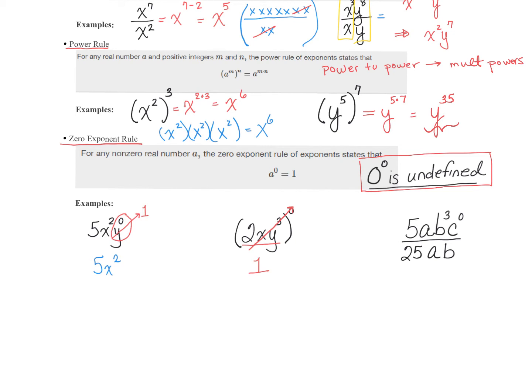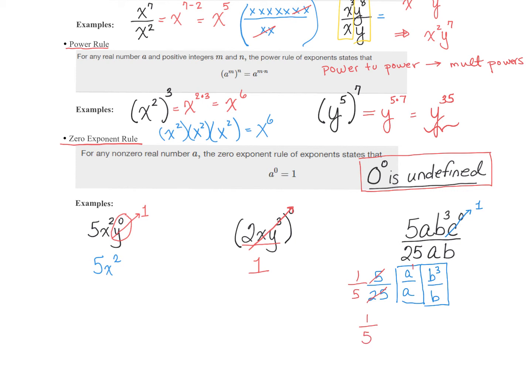we notice 5ab cubed c to the 0 divided by 25ab. Let's first take a look at our c to the 0, which we know is 1. And then let's think about, we're kind of combining some rules here. 5 over 25. We also have a over a. And we have b cubed over b. So if we use our rules, 5 goes into 25 5 times.